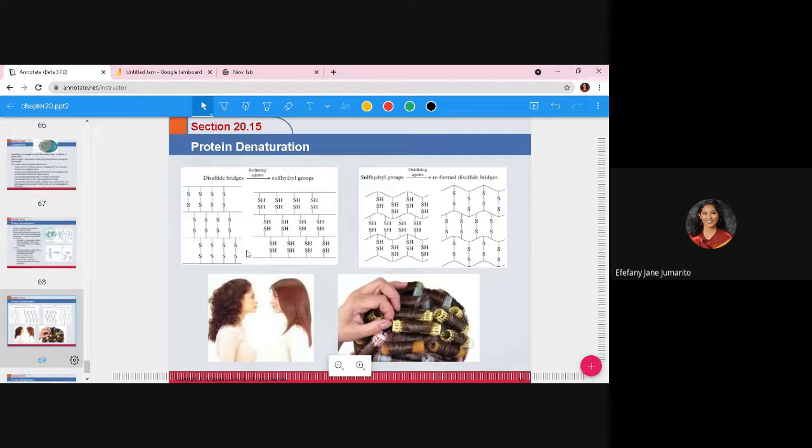So then we have this one, the disulfide bridges, the disulfide bond. Again, keratin, the alpha keratin, is in your hair. The bond there is your SS, the disulfide bond. Now, if you are curly, there's a disulfide bond there. Now, if you want it to be straight, you have to denature.